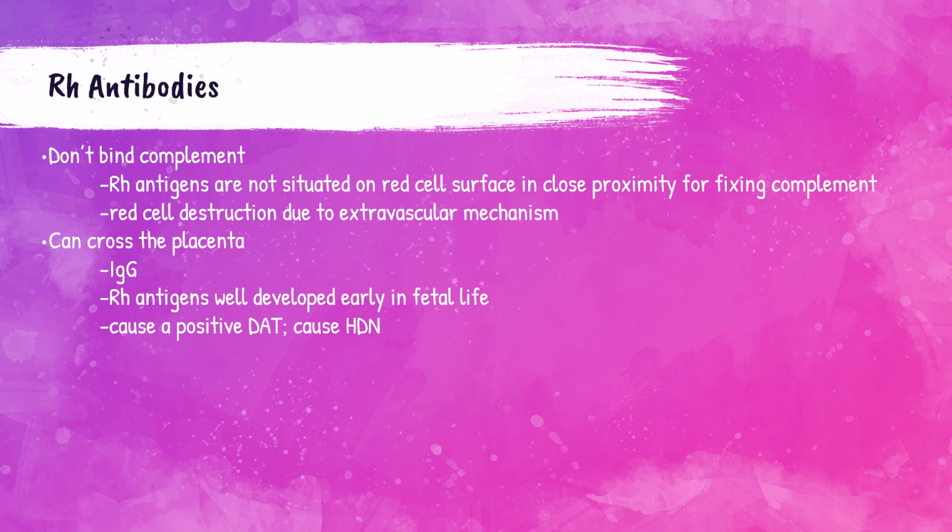So what is the significance of an antibody being able to cross the placenta? So let's say a pregnant mother has an antibody towards a specific antigen, and her fetus happens to have that specific antigen, right? If that antibody is able to cross the placenta, it can attack the fetus's red cells, okay? If it can't cross the placenta, it can't attack the fetus's red cells in utero. So Rh antibodies being able to cross the placenta is significant, and it can lead, of course, to hemolytic disease of the fetus and newborn.